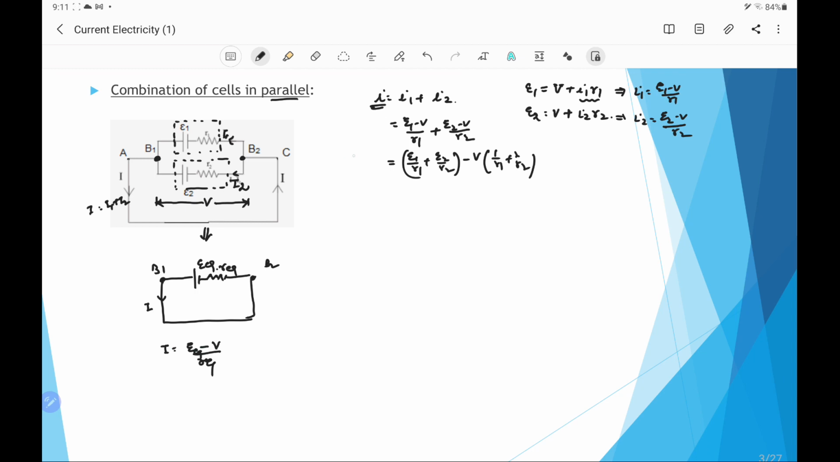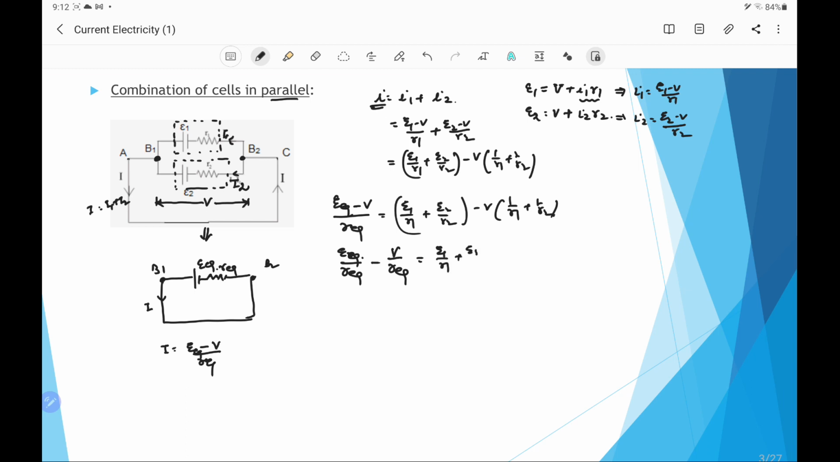Therefore, we can replace this I with (E equivalent minus V) by R equivalent, and it is equal to E1 by R1 plus E2 by R2 minus V times (1 by R1 plus 1 by R2). Or we can write it as E equivalent divided by R equivalent minus V by R equivalent, and it is equal to E1 by R1 plus E2 by R2 minus V times (1 by R1 plus 1 by R2).